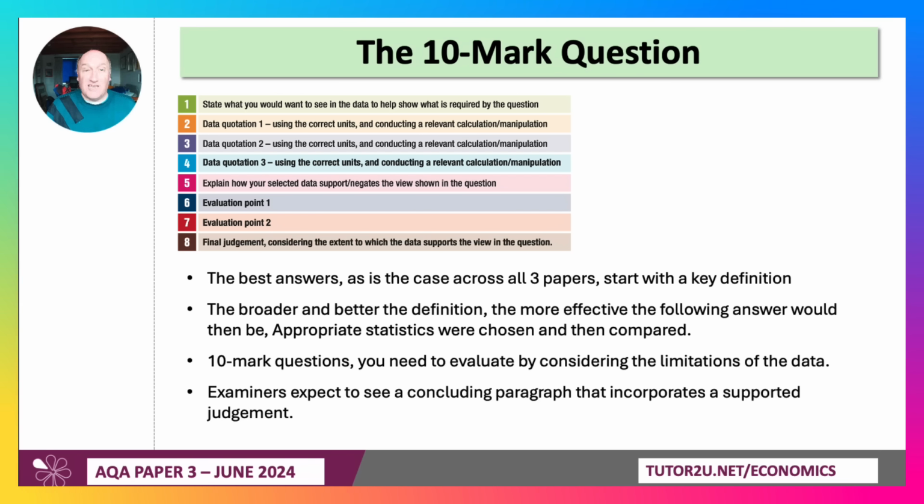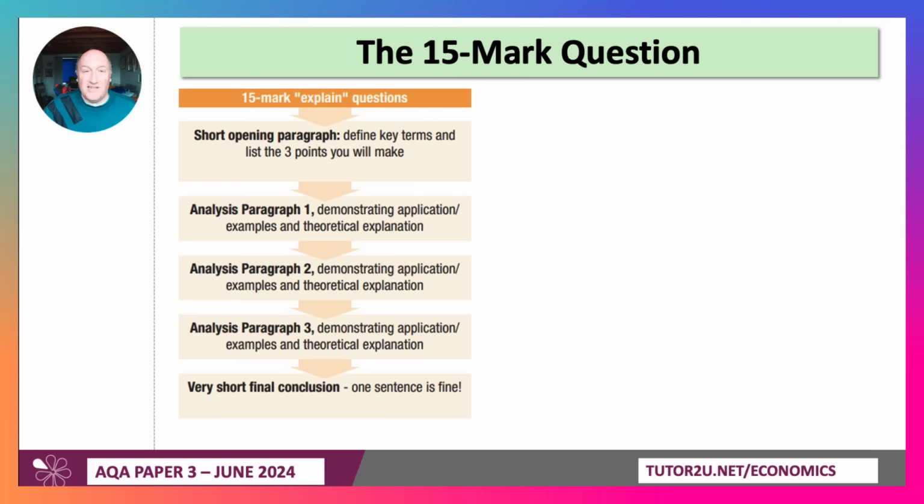For 10 mark questions, of course, you need to evaluate by considering the limitations of the data, the scope of the data, the accuracy, and the kind of data that might be missing, which would give you a more informed answer. And critically, for the 10 mark question, examiners expect to see a concluding paragraph that incorporates a supported judgment.